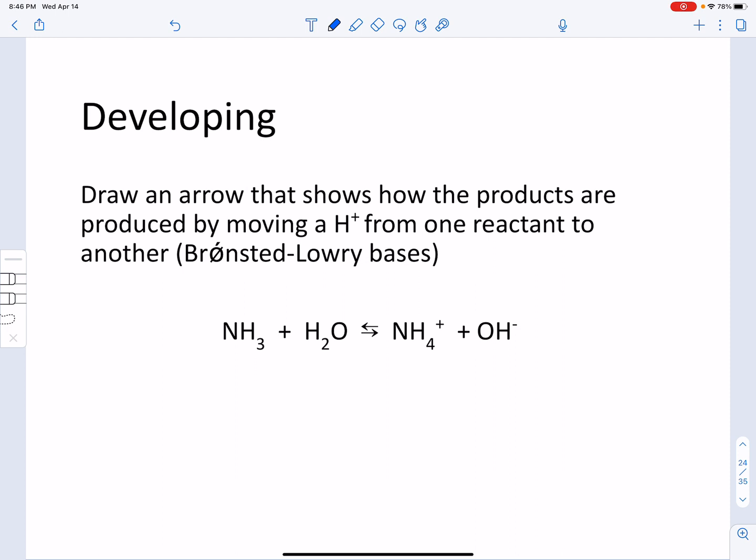All right, so we're going to draw an arrow that shows how products are produced by moving a hydrogen from one reactant to the other, and we're going to focus on the Bronsted-Lowry bases. Let's just look at the two substances to start with. We have NH3 and H2O, and then let's look to see how they changed. We became NH4 and OH. So we're moving a proton from the water to the NH3, and so our accepting substance is our base. That's going to be the NH3. And then what does the base become after it accepted that proton? That is our conjugate acid.